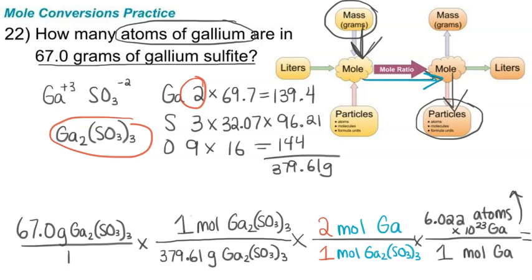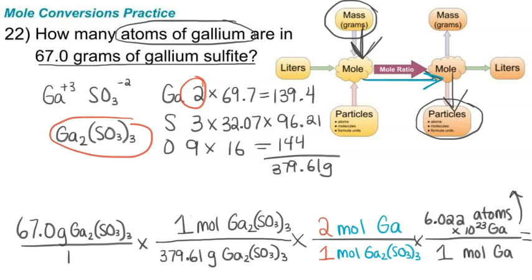Now that I have all my numbers in place, all that's left is to type this into a calculator. So 67 divided by 379.61. And I'm going to type this in with you. 67 divided by 379.61 times 2. And then times 6.022, I'm pushing my special button, e to the 23rd.